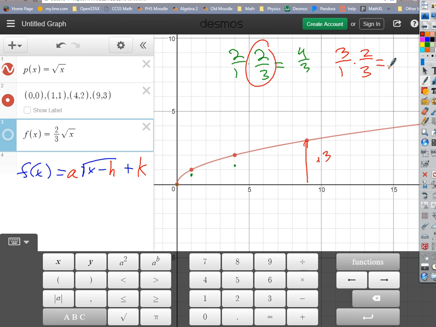Yeah, I get 6 over 3, which is 2, or I can even cross cancel and just get 2. That's great, right? That works. So that gives us a value over 9. And the reason I picked 9 is because 9 is what would have given me a change in y of 3, right? Increase in y of 3. So now it becomes a 2.